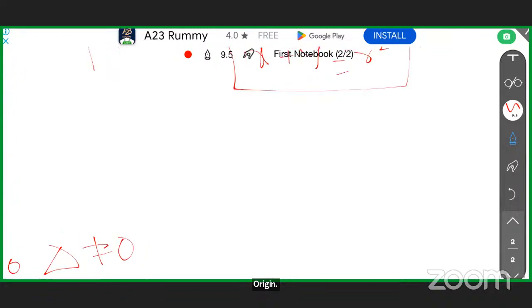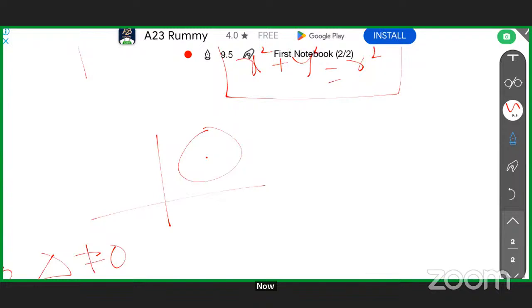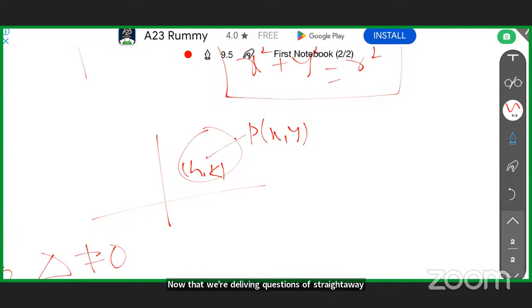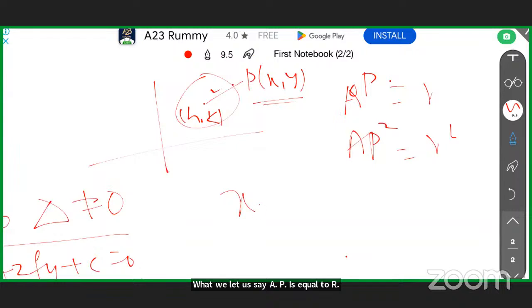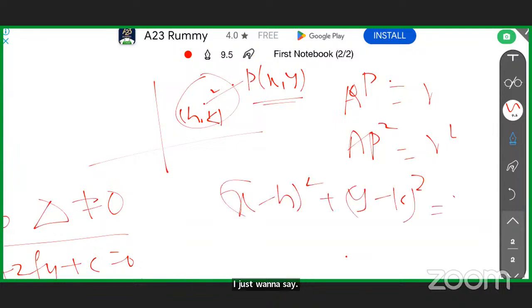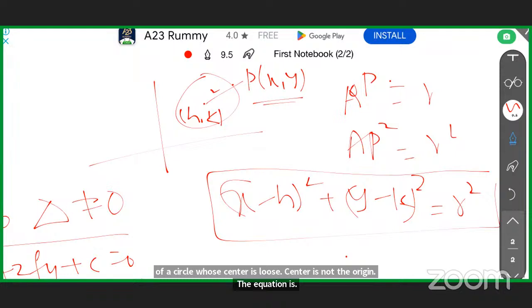Now there is a circle whose center is not at the origin, somewhere here. So let us take the center as h comma k. I am considering one point P x comma y. When we were deriving equations of straight lines, if I told you any equation, you had to consider an arbitrary point x comma y. So I am considering an arbitrary point P x comma y. I got a center now. Distance formula, same thing: AP square is equal to R square. If I use the distance formula, x minus h whole square plus y minus k whole square is equal to R square. This is the equation of a circle whose center is other than the origin, whose center is h comma k. The equation is x minus h square plus y minus k square is equal to R square.